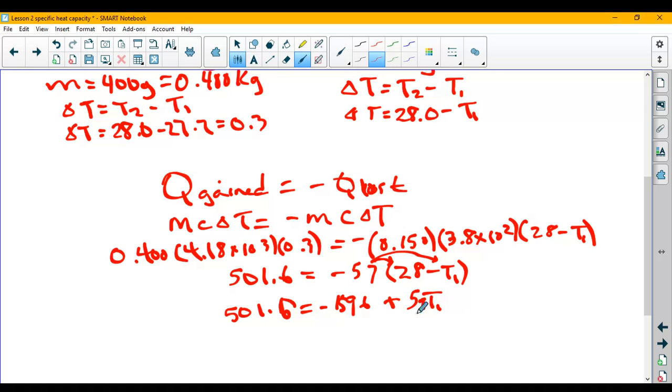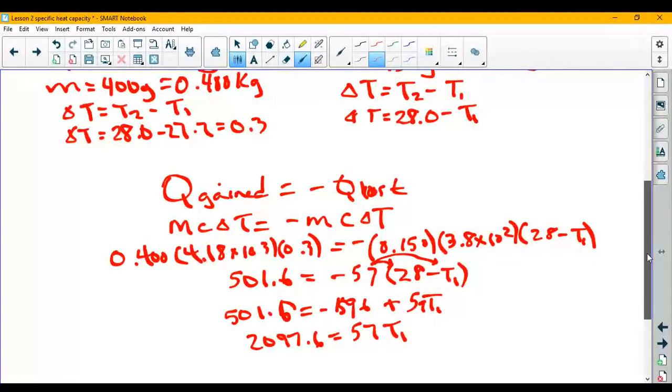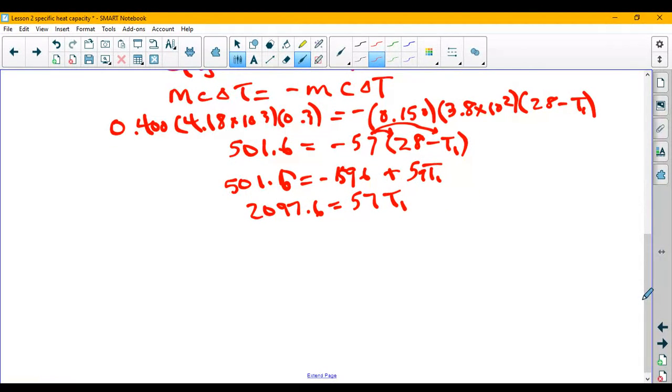So now I can move this over. This is going to come over and become positive. So they will add, right? When it goes to the other side, it becomes positive. So I end up with 2097.6 is equal to 57 T1. Then I can just divide out my 57. So I'll divide by my 57 and get my number.